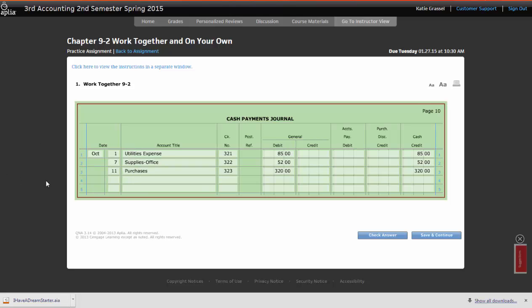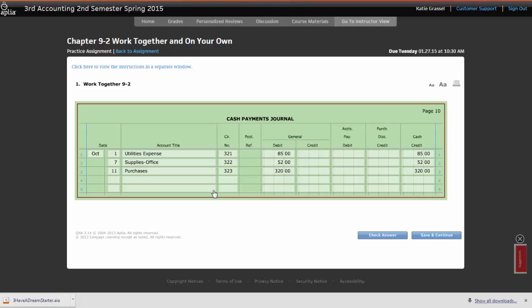Okay, now the 17th, this one is much different. Paid cash on account to West Supply covering purchase invoice 199 for $3,420, less a 2% discount, C324. Okay. So, let me explain this one.